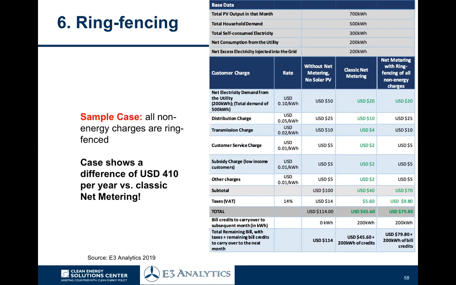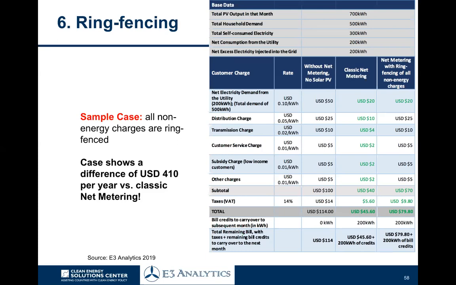And you can see here that the household that just pays for that kilowatt hour at the posted rate of 10 cents a kilowatt hour will pay a utility bill for that month of $114 for that consumption.